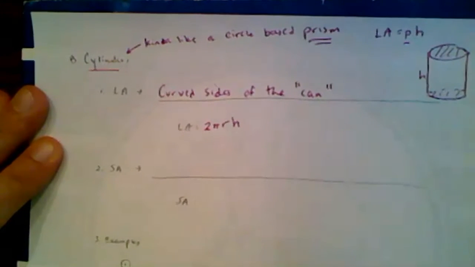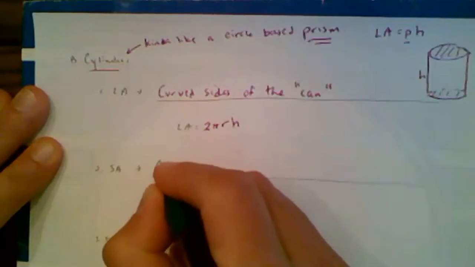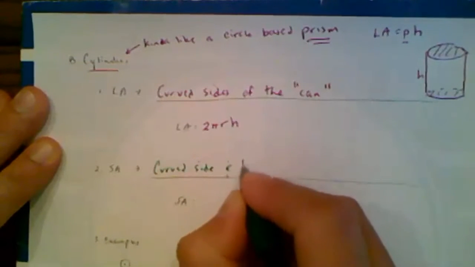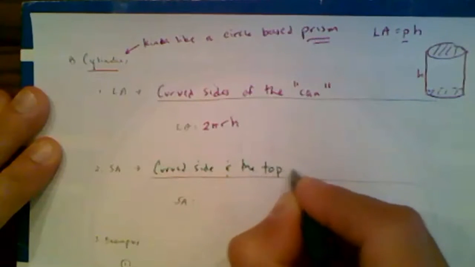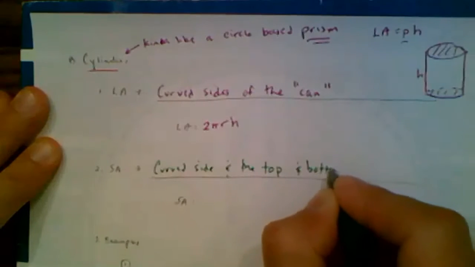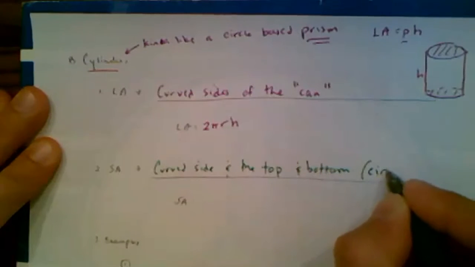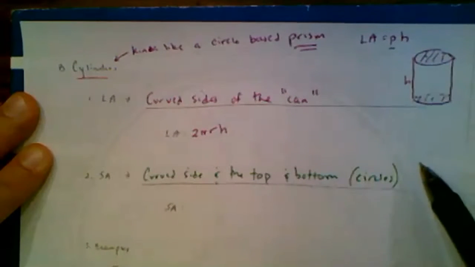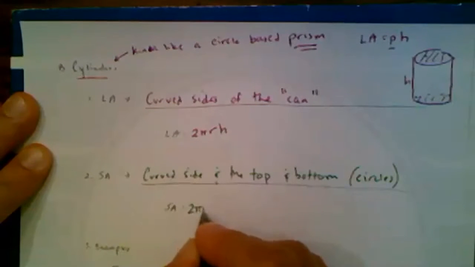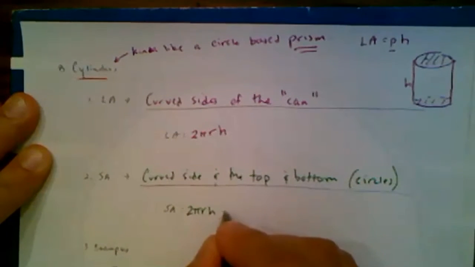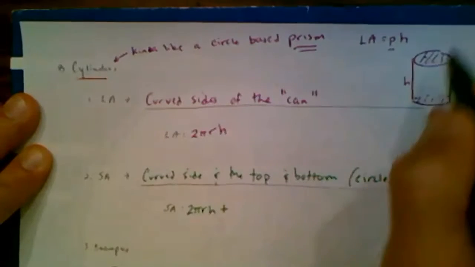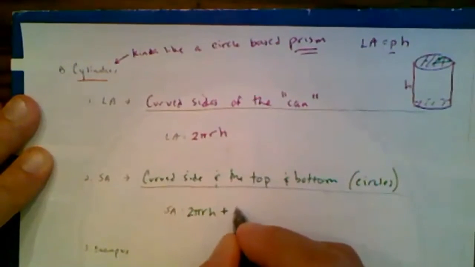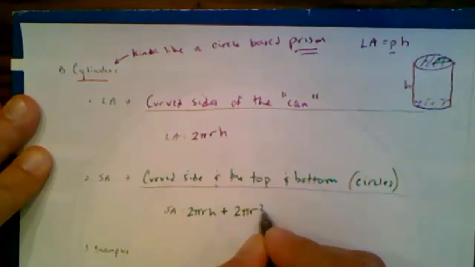The total surface area, that is the curved side and the top and the bottom. Remember, the top and bottom are always going to be circles. So now it's going to be the curved side of the can, and now I'm going to add on the two bases. So this will be the sides, 2 pi r h. And then I have to add on 2 circle bases. The area formula for a circle is pi r squared. So it'll be plus 2 pi r squared.